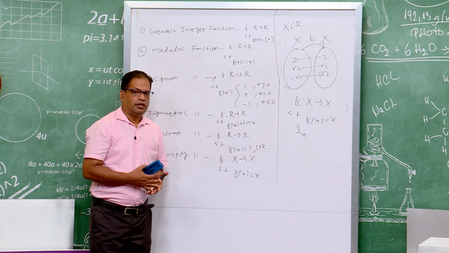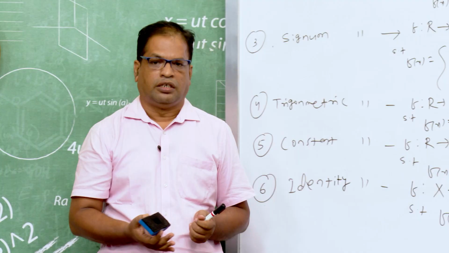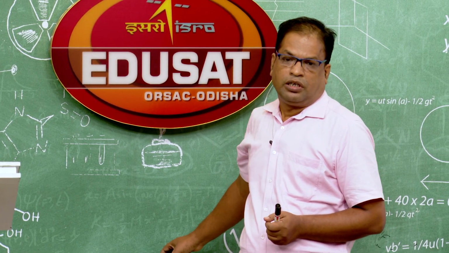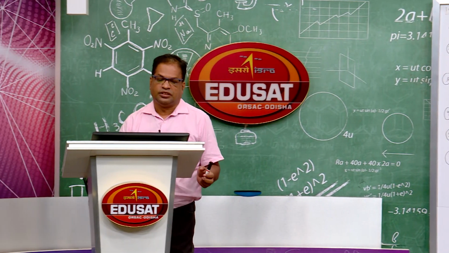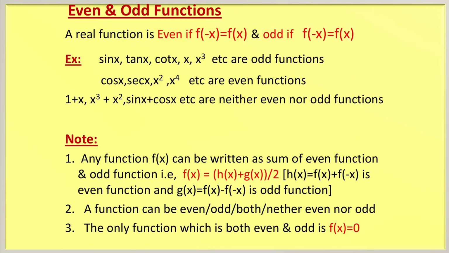Similarly, you can test any function for 1-1 and onto. If it is not 1-1 onto, you can restrict the domain and codomain to make it 1-1 and onto. Next is even and odd functions. You see on the screen, a real function is even if f(minus x) is equal to f(x). That means in place of x, if we put minus x and f(minus x) is equal to f(x), then it is even, and it is odd if f(minus x) is equal to minus f(x).